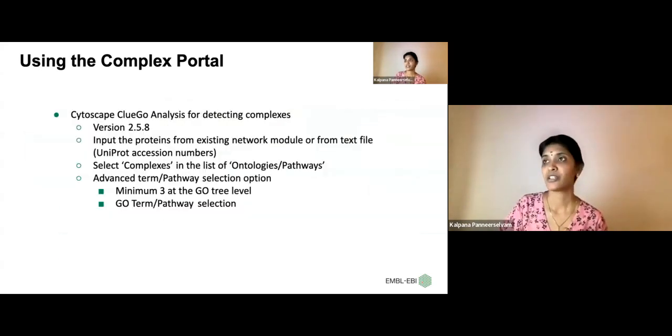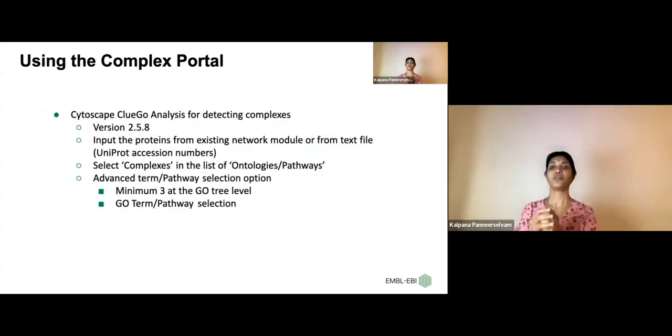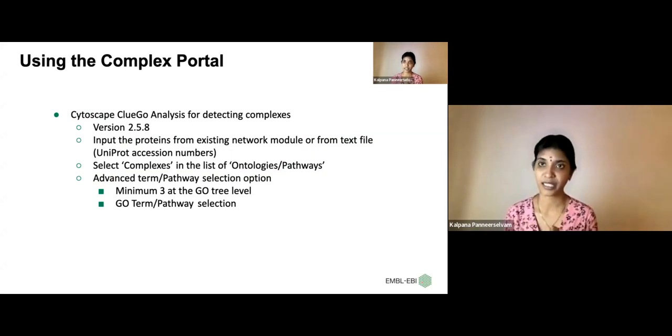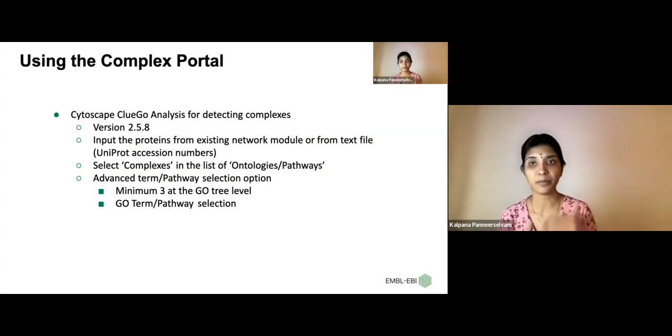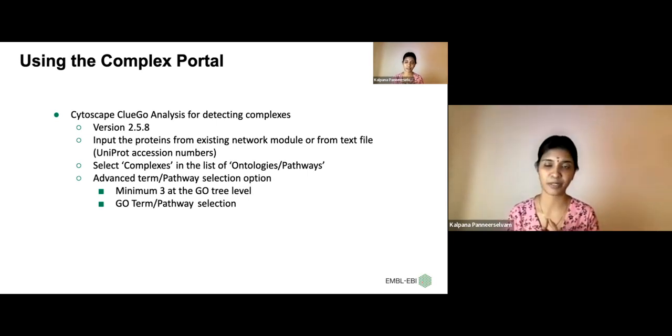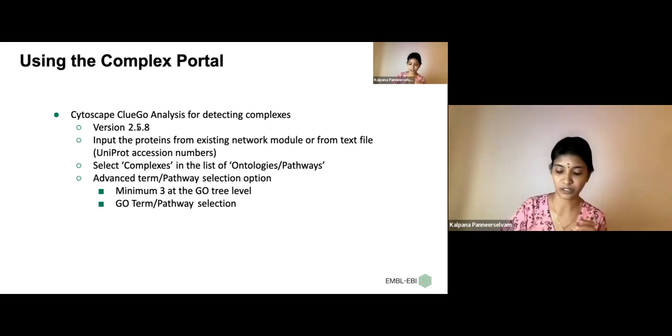Okay. So if you are doing your network analysis in Cytoscape, our Complex Portal entries are available in ClueGO for you to detect the presence of any complexes in your list of participants. It is specifically available for ClueGO version 2.5.8. Other versions do not support the Complex Portal ontology.